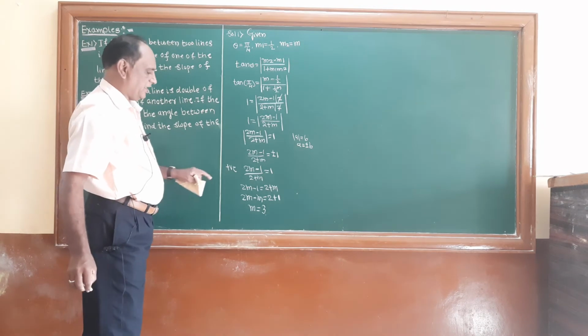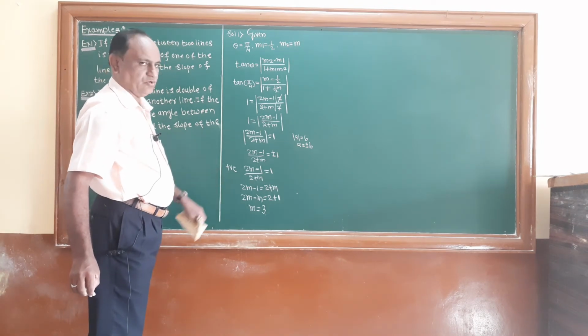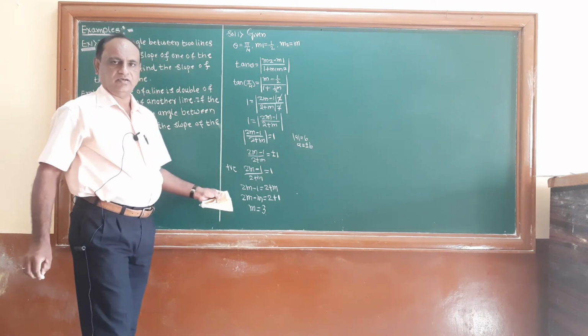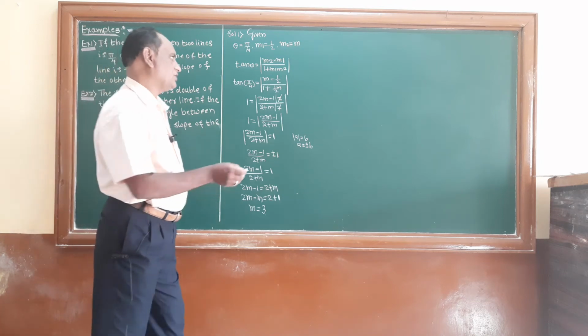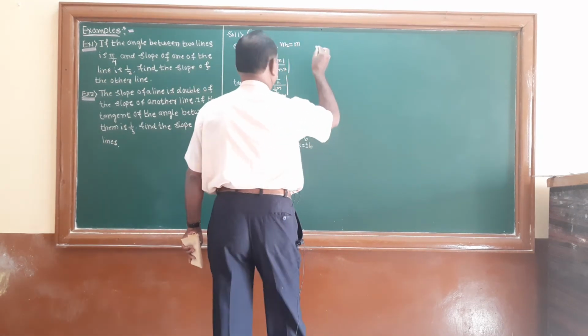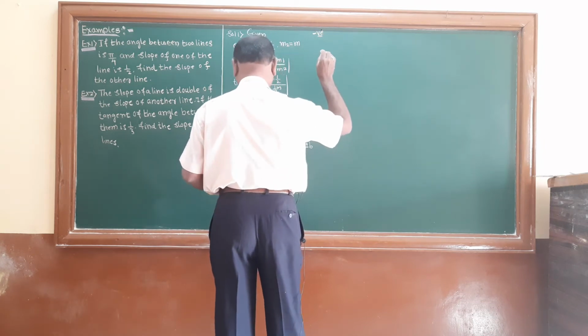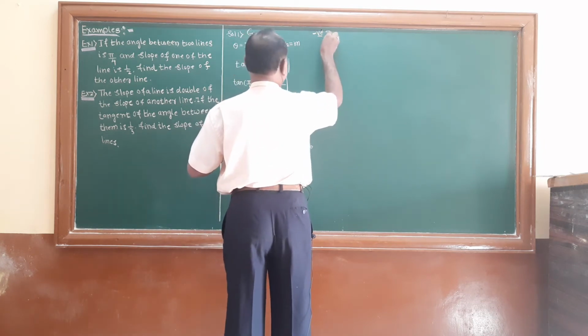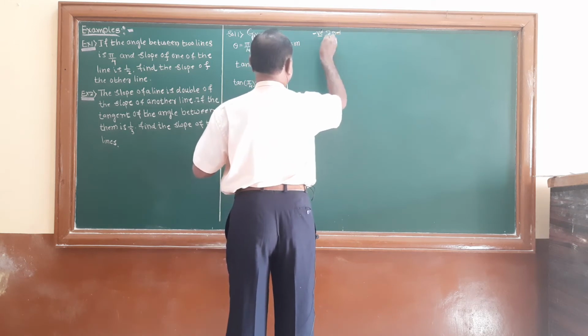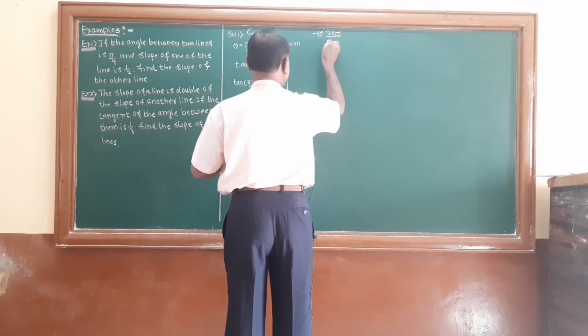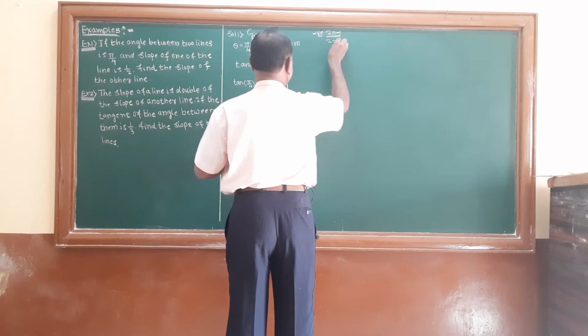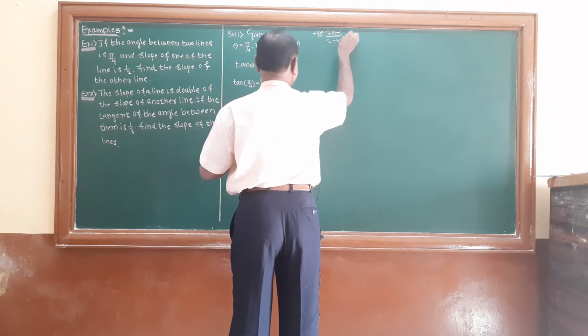By taking the positive quantity, one value m is equal to the slope of the other line, m is equal to 3, comes. On the same line, by taking the negative quantity, that is 2m minus 1, this whole divided by 2 plus m is equal to negative, that is minus 1.